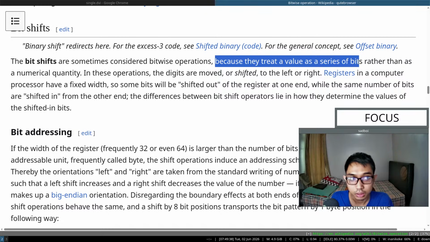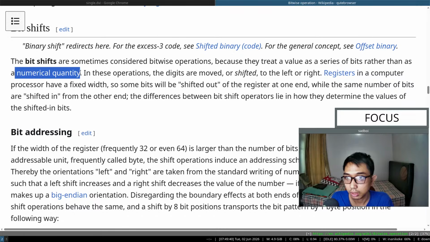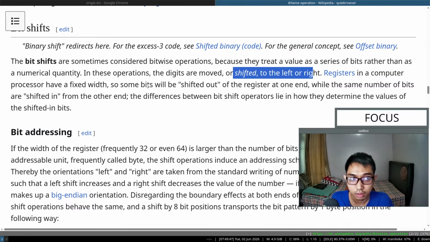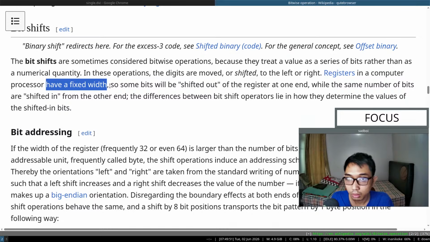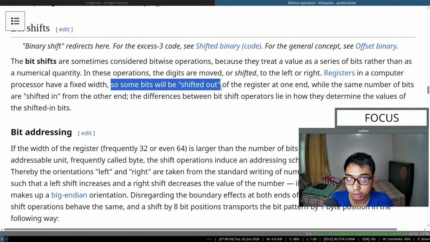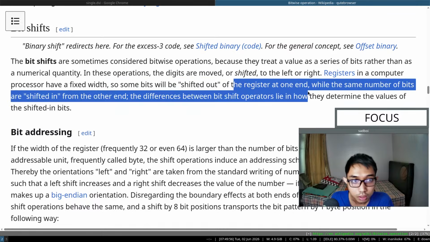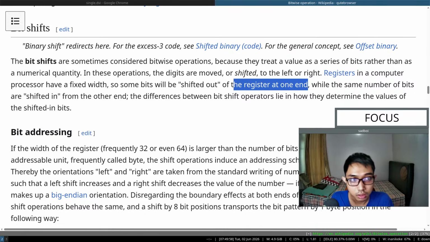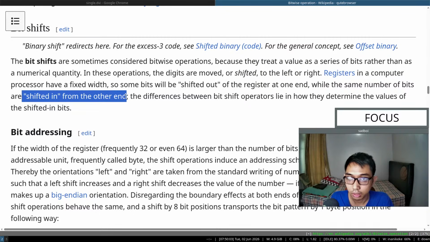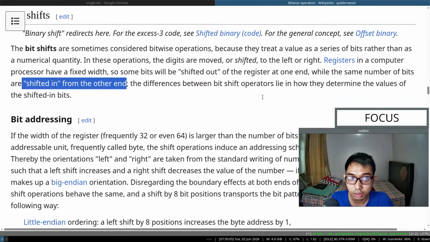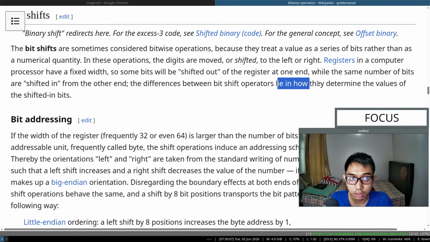Of bits rather than a numerical quantity. The digits are moved or shifted. Okay. Registers in a computer processor have a fixed width, so some bits will be shifted out of the register at one end while the same number of bits are shifted in from the other end. The difference lies in how they determine the values of the shifted-in bits.